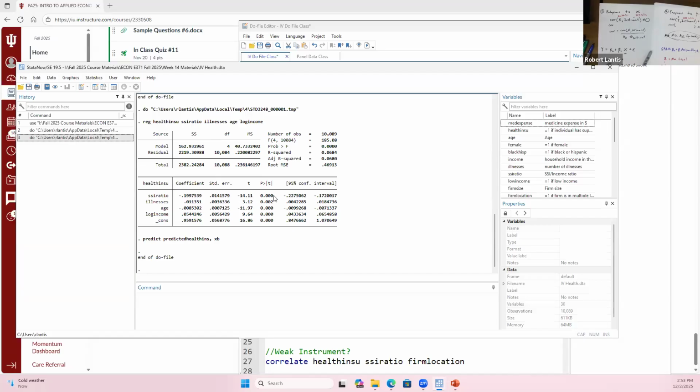Does that make sense? Okay. Once again, not cumulative, but we're using things that we've talked about prior in the semester.